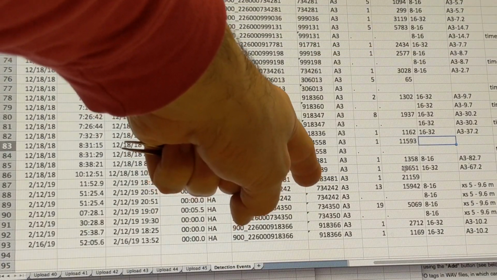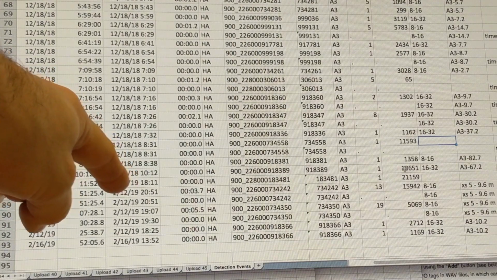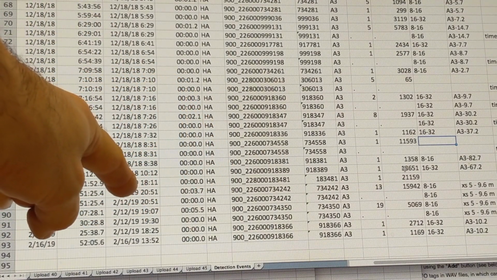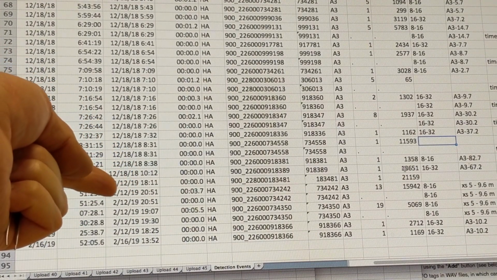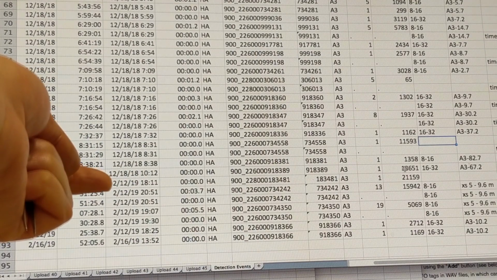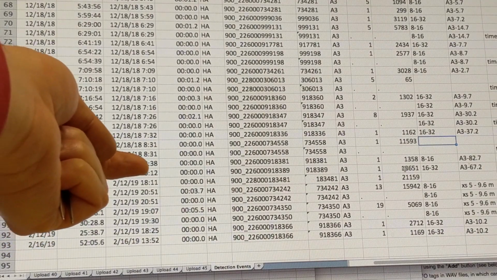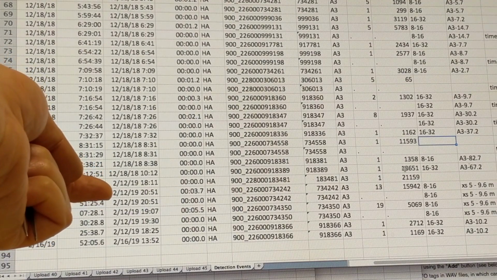This one, 734242, I tossed in at 1650, so 4:50 p.m., and it's showing up at 2051, so 8:50 p.m. And this one took all of 3.7 seconds to transit that antenna.